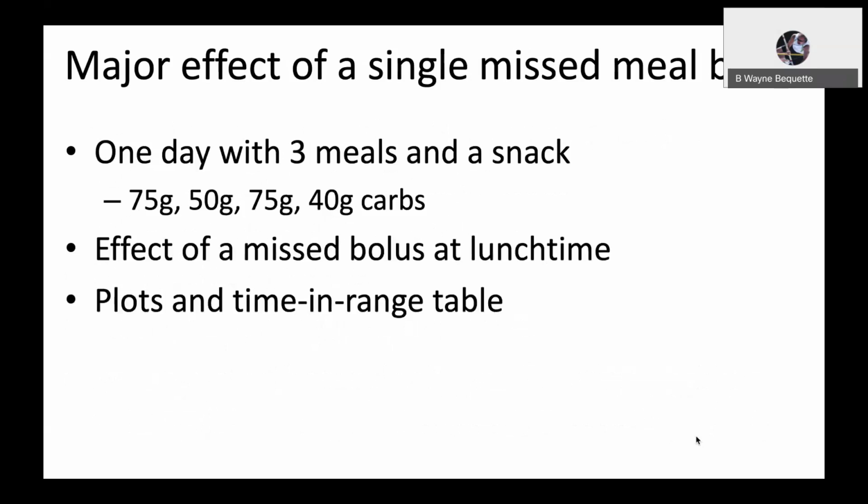Now, there's a major effect of a single missed bolus, and we find teenagers in particular will forget to bolus for one of their meals during the day. This happens fairly often. And so I'm going to show a simulation of one day with 3 meals and a snack. Breakfast is 75 grams, lunch 50 grams, dinner 75 grams, and a 40-gram carb snack later on. We're going to show the effect of a missed insulin bolus at lunchtime, but all the other meals and snacks will have an insulin bolus being given.